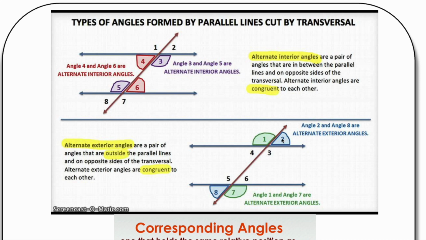So we can see that 2 is on the right, 8 is on the left, and now we're just going on the outside of the parallel lines. They're not in between, they're on the outsides. 1 is on the left and 7 is on the right, and they're on the outsides of the parallel lines. So these are the first two properties.